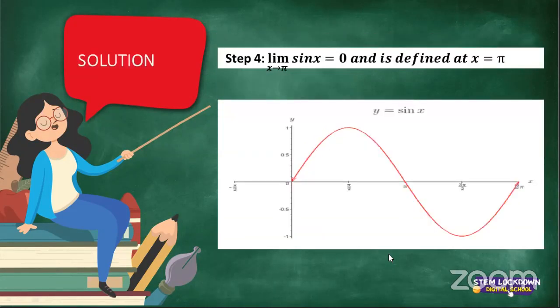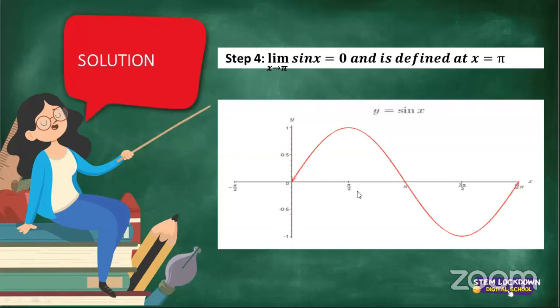So what we can deduce from this is that the limit of sine x as x approaches pi, our value of x is getting closer and closer to pi, and our value of y is getting closer and closer to 0.